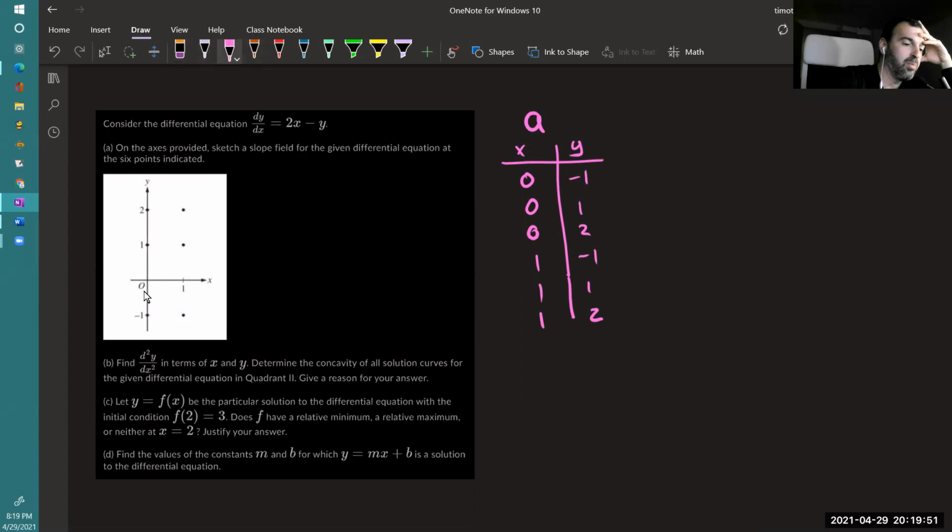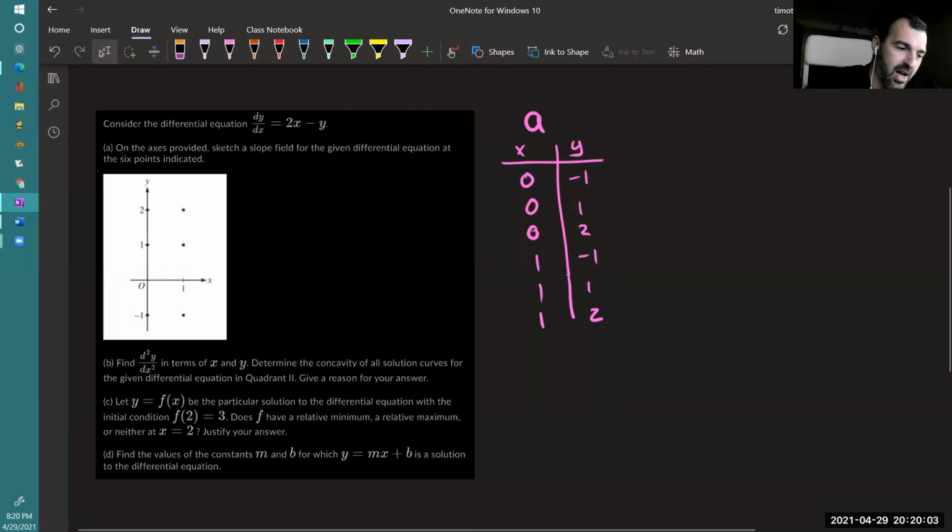Question is, how do I figure out the slope? Well, dy dx is the slope. So I just take these values, 0, I plug it into x, and then -1, I plug it into y, and I get my slope. So 0 minus a -1 is a 1. So I'm going to write dy dx is 1. Okay, like that. All right.